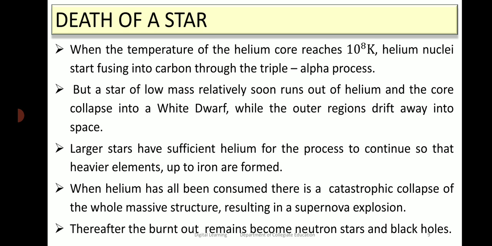Larger stars have sufficient helium for the process to continue so that heavier elements up to iron are formed. When helium has all been consumed, there is a catastrophic collapse of the whole massive structure, resulting in a supernova explosion. Thereafter, the burnt out remains become neutron stars and black holes. So these are the points related to the death of a star.